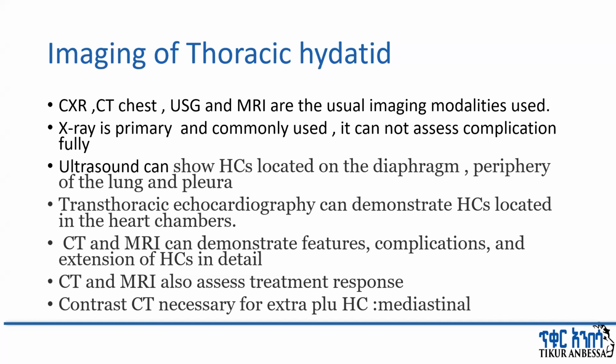Ultrasound can show hydatid cysts located in the diaphragm, periphery of the lung, and pleura. So you can use ultrasound to localize. If you first localize with chest X-ray and you think the hydatid cyst is located in the periphery of the lung, you can assess with ultrasound, like you are assessing the liver. Transthoracic echocardiography, however, can demonstrate hydatid cysts located in the heart chambers.